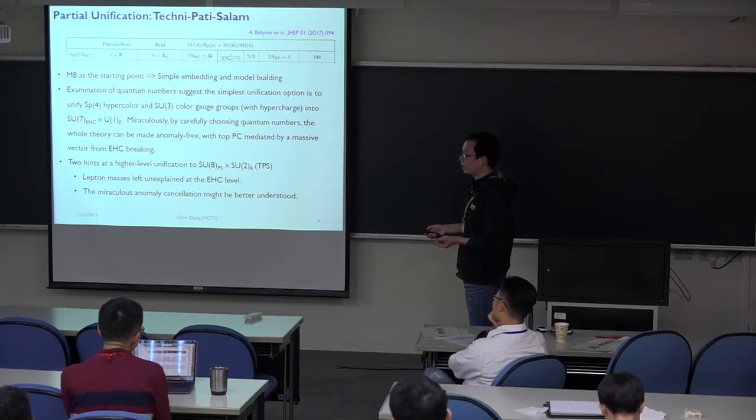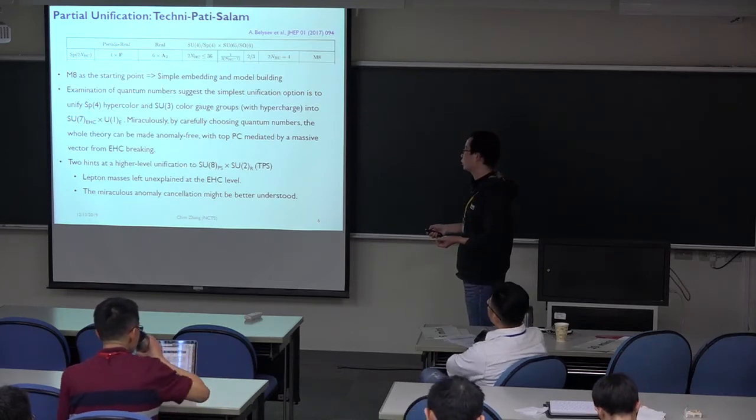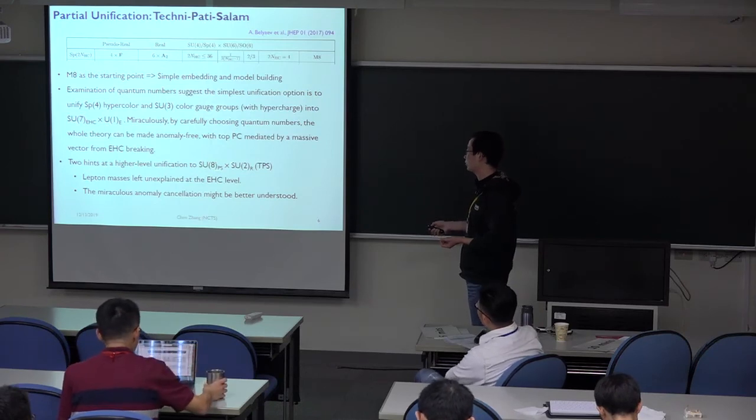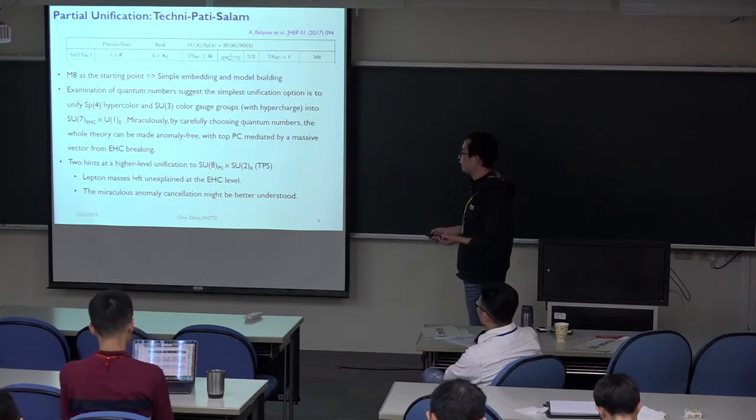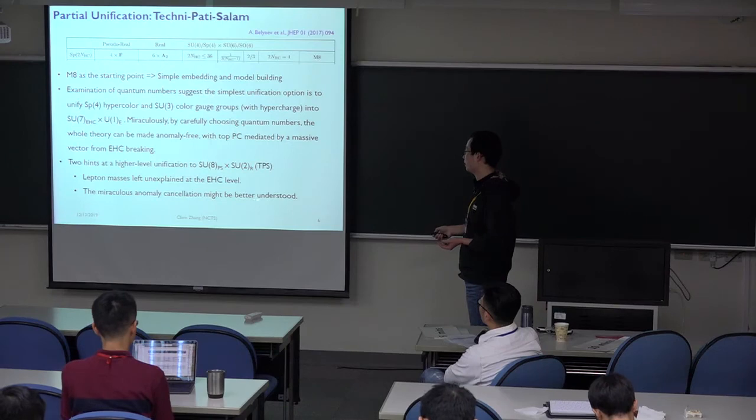And there are 2 hints at a higher level of unification to the SU(8) Pati-Salam group times SU(2)_R. This will be called technical Pati-Salam unification. The first hint is that lepton masses are left unexplained at the SU(7) level. And the second hint is that the miraculous anomaly cancellation might be better understood.